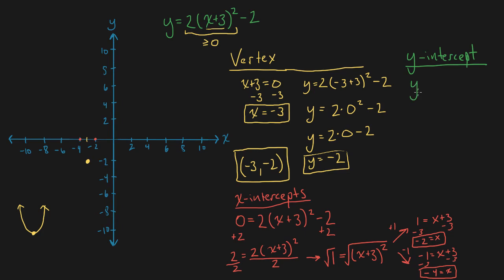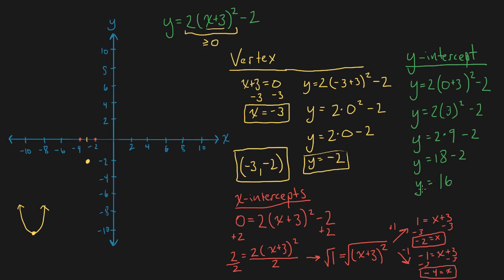So that's going to be y is equal to 2 times (0 plus 3) squared, subtract 2. And then I can just simplify this here. So I have y is equal to, this 0 plus 3 is 3. So I'm going to have 2 times 3 squared, subtract 2. This is a 3. And then 3 squared is 9. So I'm going to have y is equal to 2 times 9, subtract 2. 2 times 9 is 18. So I have 18 subtract 2, and that leaves us with y is equal to 16.